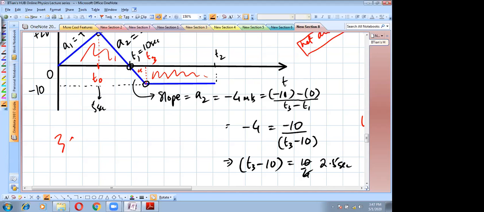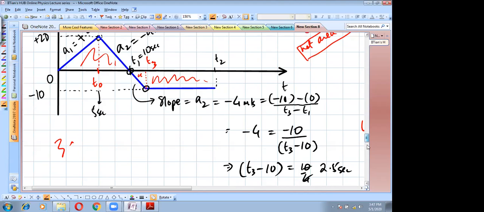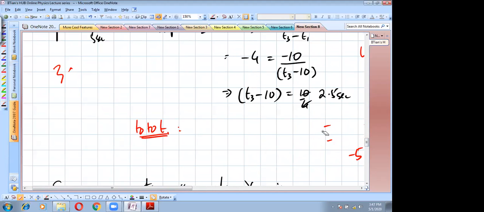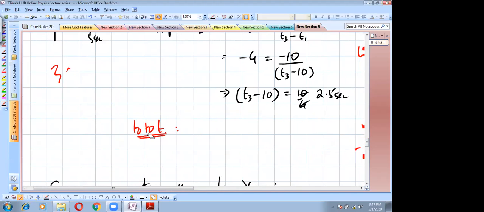That's how much time it takes for the velocity to go from 0 to -10 when your rate of acceleration is -4, which is -10 divided by -4, that is 2.5 seconds. Okay? So that's how your time T3 is becoming 12.5 seconds.